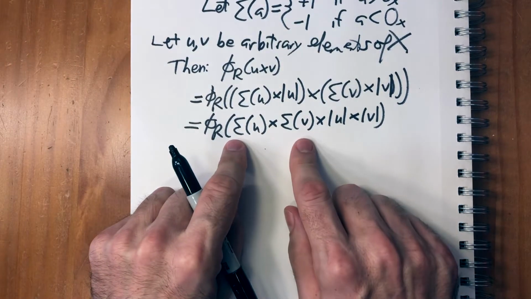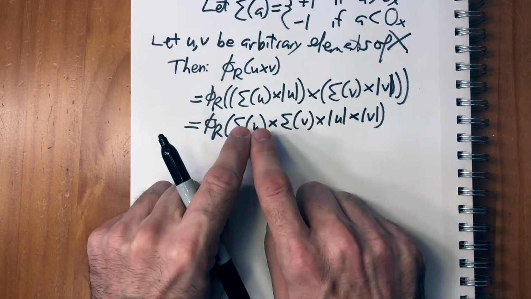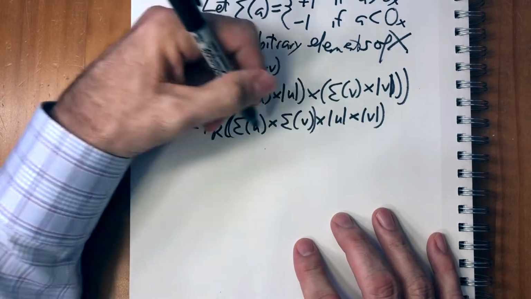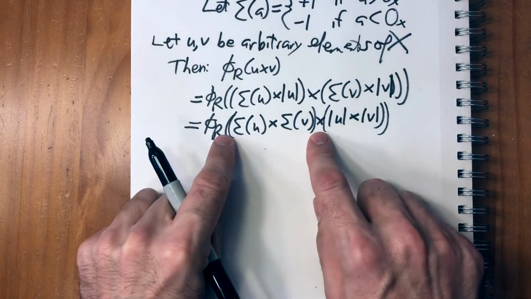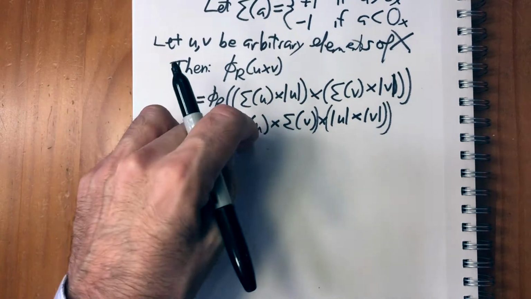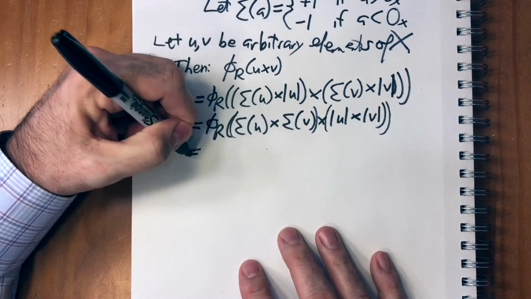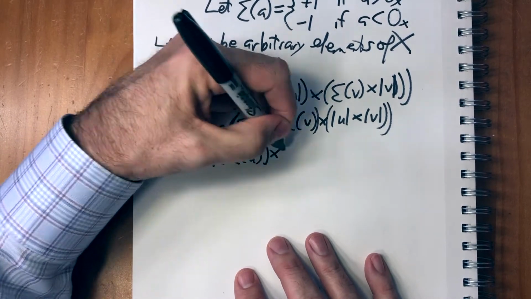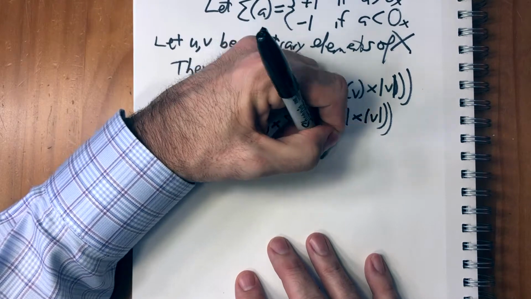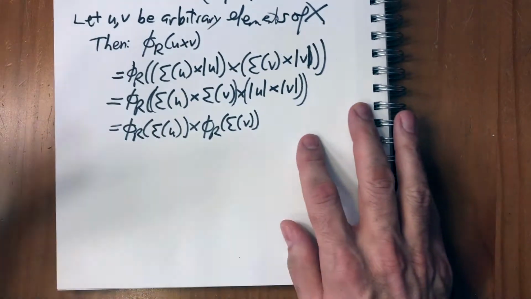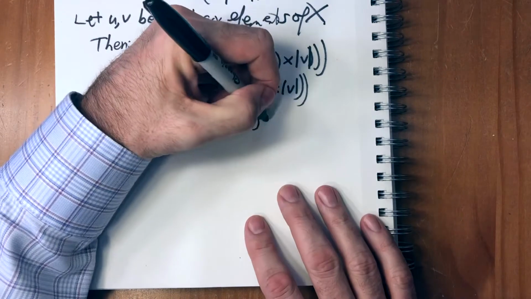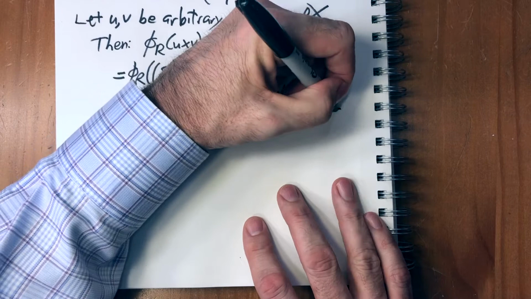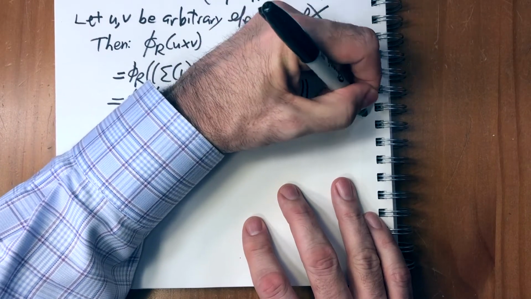So we can split this up because we showed that this number is either minus 1 or positive 1. That means that if we put parentheses around these and around these, we can split these up because we know that phi r preserves multiplication for minus and positive 1. So we have that this equals phi r of sigma u times phi r of sigma v times, these are both positive numbers, and we know that multiplication is preserved for positive numbers. So it's times phi r of the absolute value of u times phi r of the absolute value of v.